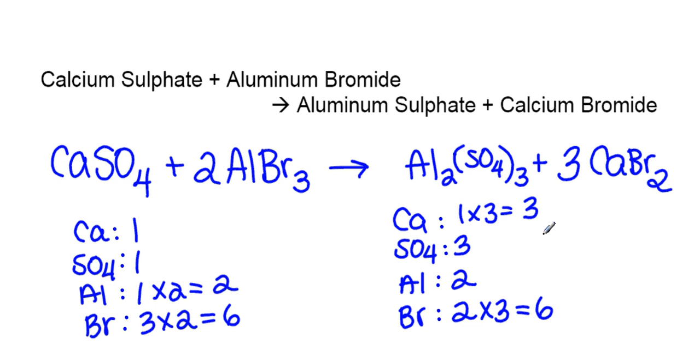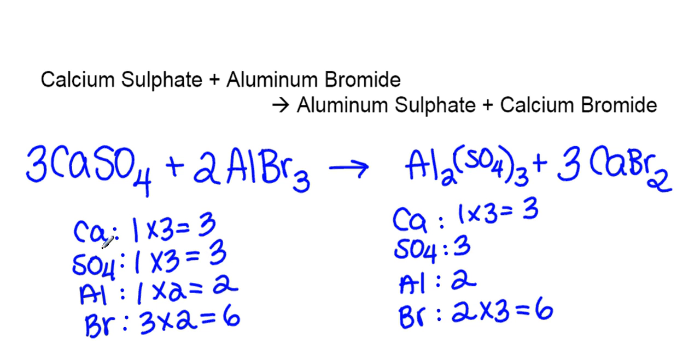Now I need to take a step back. My aluminums and my bromines are balanced on both sides. The problem here now are my calcium and sulfate. I have 1 of each on the left, and I have 3 of each on the right. If you look, calcium and sulfate are all together. So if I want 3 of each, all I need to do is put a 3 in front. That means calcium is multiplied by 3, and the sulfate is multiplied by 3. So now once I've done that, I've got 3 and 3 for calcium and sulfate, 2 aluminums, and 6 bromines. And now I can see my equation is balanced.